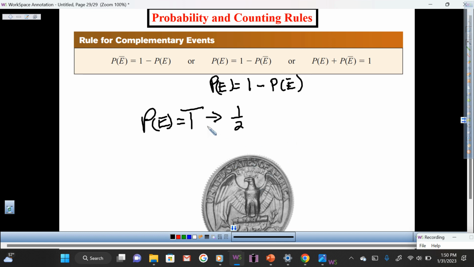So what would be the complement of a tails? It would be what? Heads. And what is the probability of a heads? 1/2. So that means the probability of the event, which is for tails, is the same as 1 minus 1/2, which is 1/2. So that's all they're saying.